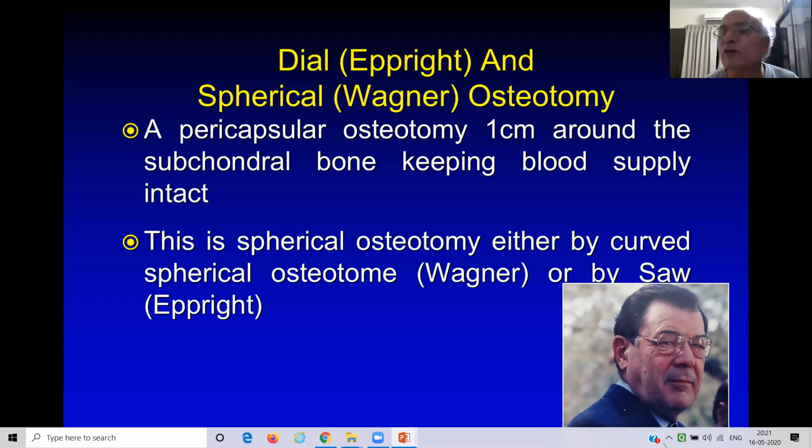So there is no difference. Both have done the same osteotomy, but one with an osteotome and the other with a saw. So Wagner was slightly better because he could use the curved osteotomes all around. With a saw, it sometimes becomes difficult to do a curved osteotomy.